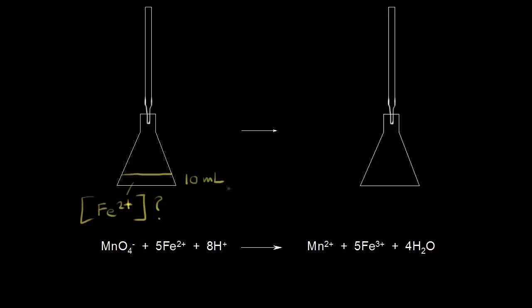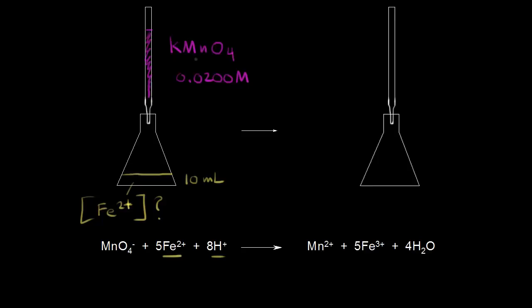So you could have some sulfuric acid in there. And so in solution we have iron 2+ cations and a source of protons from our acid. To our iron 2+ solution, we're going to add some potassium permanganate, KMnO4. And let's say the concentration of our potassium permanganate is 0.02 molar. So that's the concentration that we're starting with.